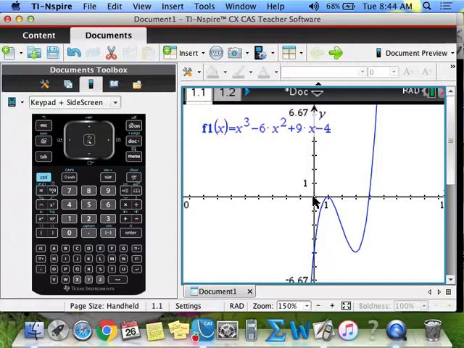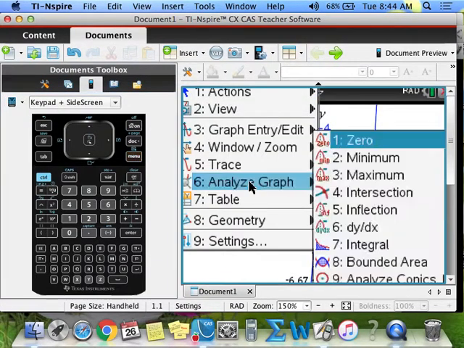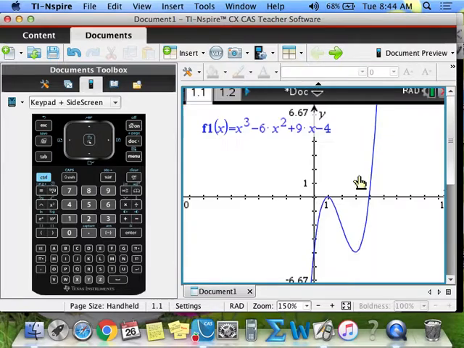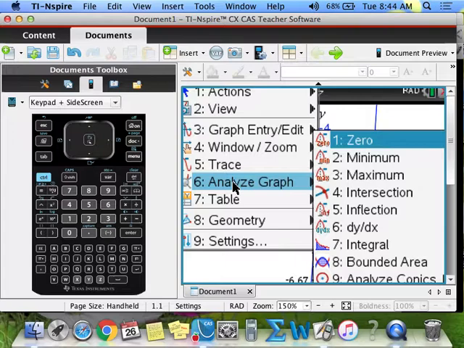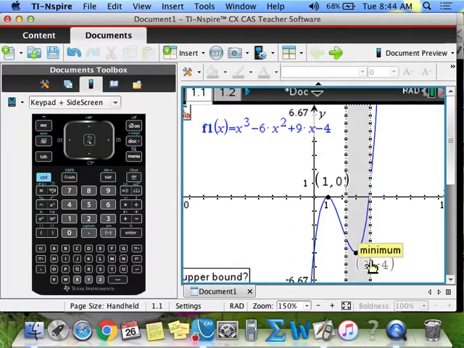Do we know how to do that on the calculator? Or has it been a while? Let's go through and do it. Menu, analyze graph. Our first one's a maximum. You just have to get it in the crosshairs there. We're coming across these same values. Menu, analyze graph, minimum.